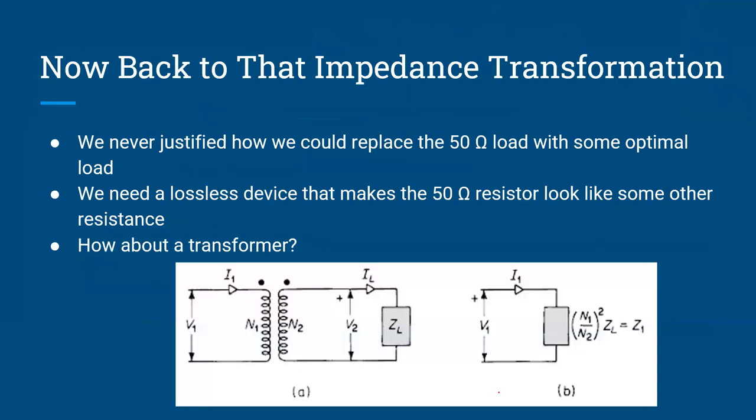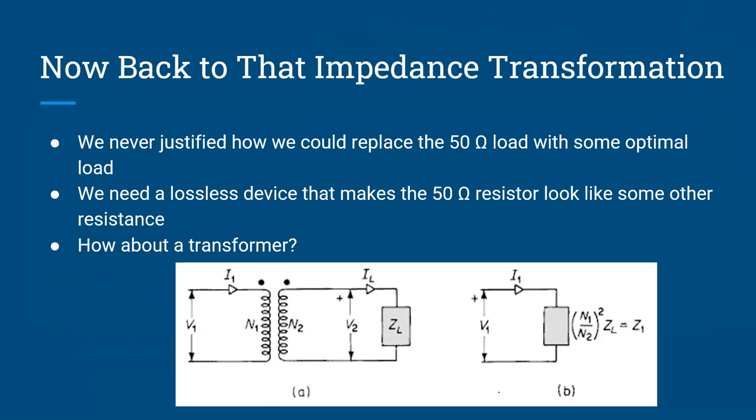So back to the question we had before, the impedance transformation. Basically we replace the 50 ohm load with something that's more optimal, and we never really justified how we can do that. The antenna is just not going to magically change from 50 ohms to some other impedance. So the easiest solution is to just use a transformer.